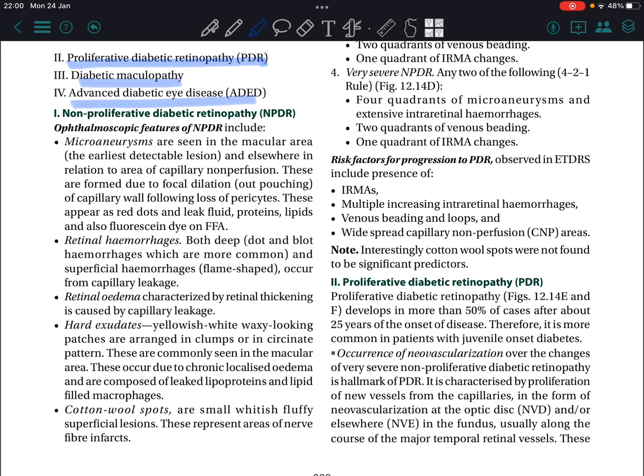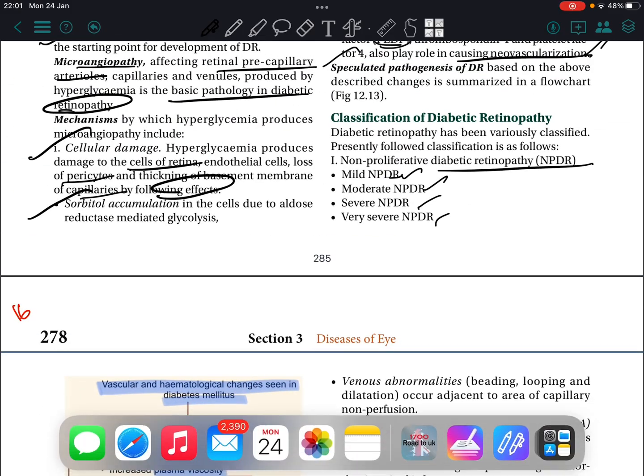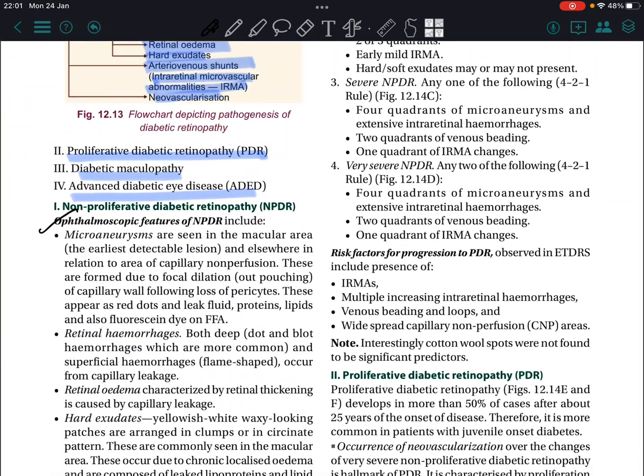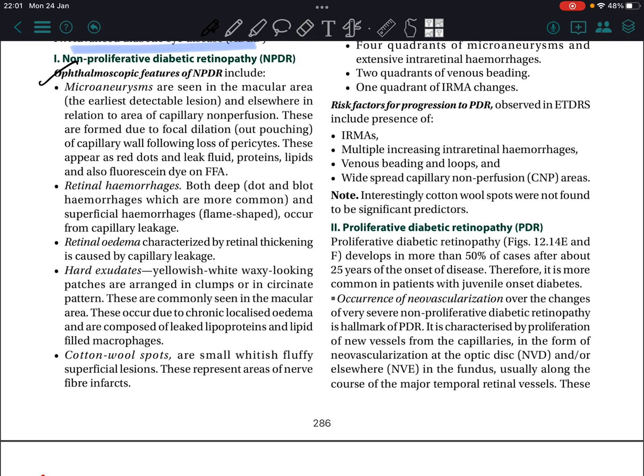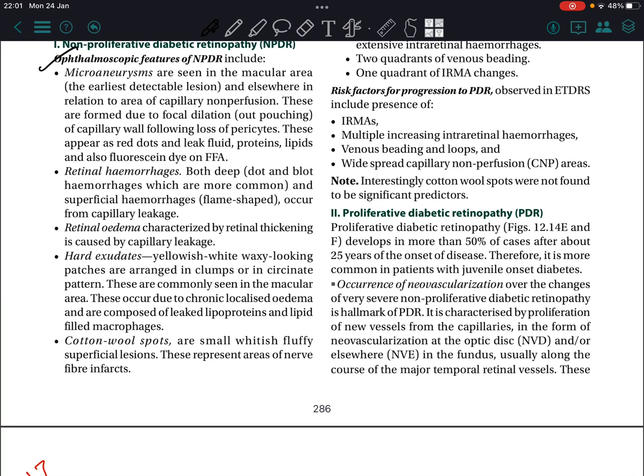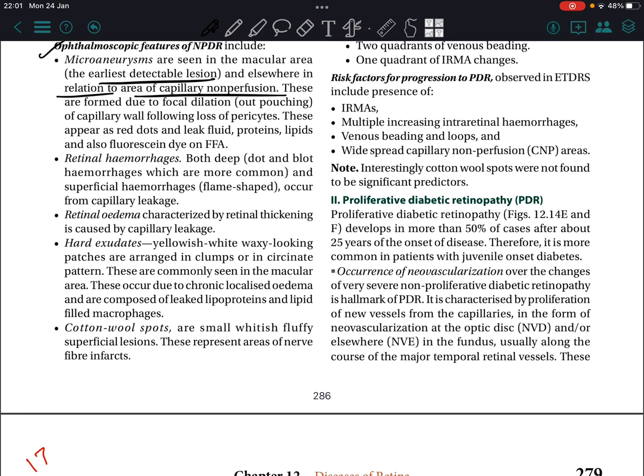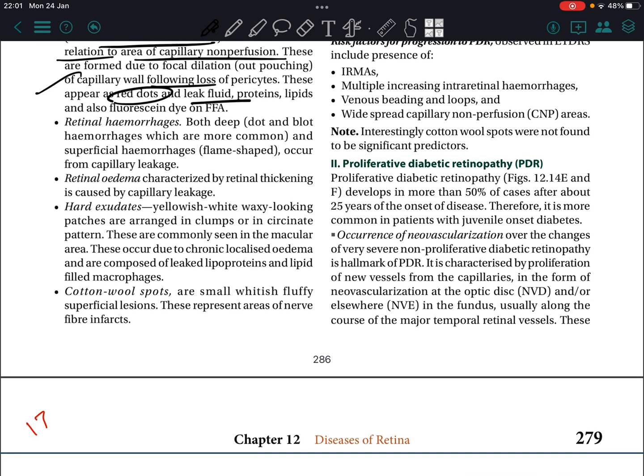Non-proliferative diabetic retinopathy, ophthalmoscopic features. Microaneurysms are seen in the macular area, the earliest detectable, and elsewhere in relation to areas of capillary non-perfusion. These are formed due to focal dilation of the capillary wall following loss of pericytes. These appear as red dots and leak fluid, protein, etc.